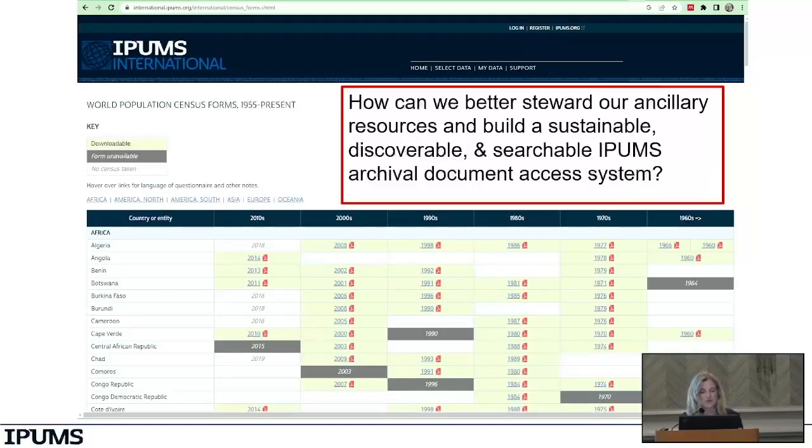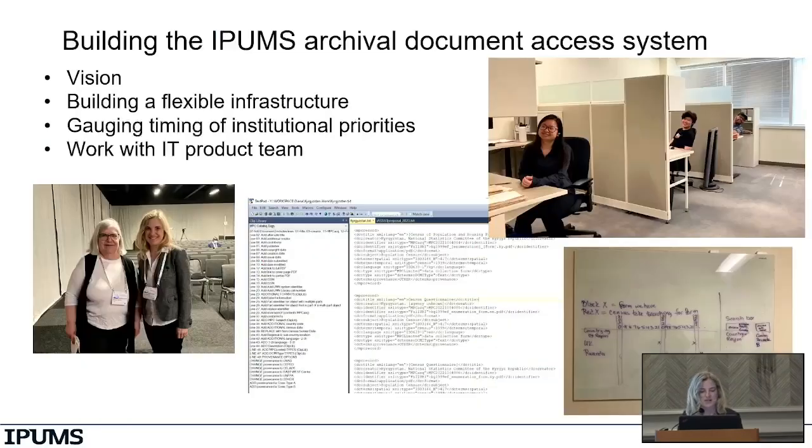Users have to scroll to find documents they are looking for, with the minimal functionality of jumping to a region. So how can we better steward our ancillary resources and build a sustainable, discoverable, and searchable IPUMS archival document access system? Building the IPUMS document access system required a vision, building the infrastructure, gauging the timing of our institutional priorities, and working with our IT product team.